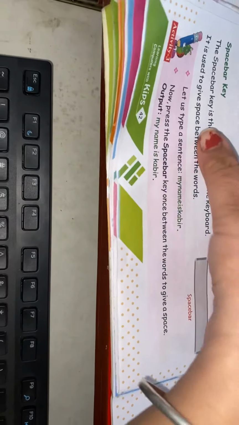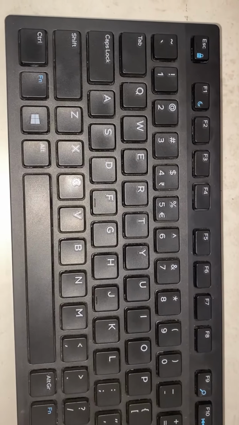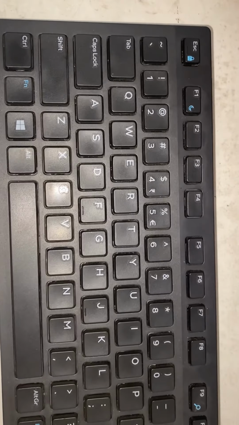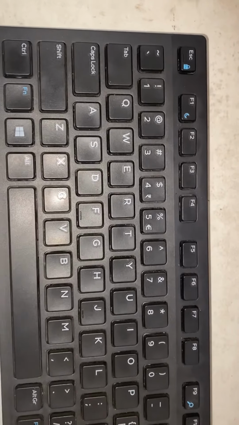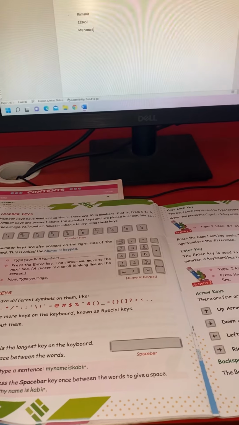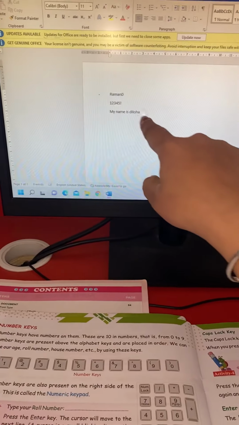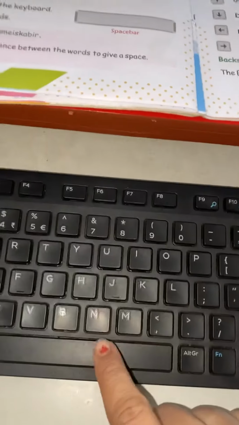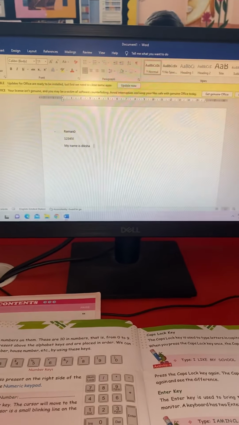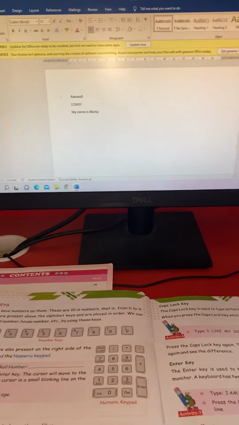Now the next key is the space bar key. Here you can see this. It's the longest key on the keyboard. It is used to give space between the words. Like I want to write here, my name is Diksha. See, from the keyboard, look at the screen. I am typing my name is Diksha. Now how is this space coming in between? It's coming with the help of this space bar key. When I click on the space bar key, the cursor is moving ahead and ahead.